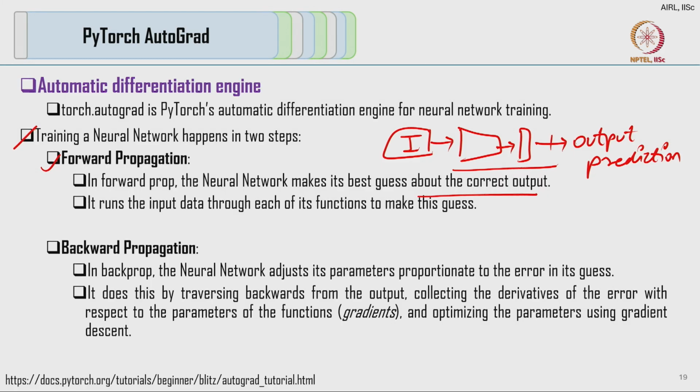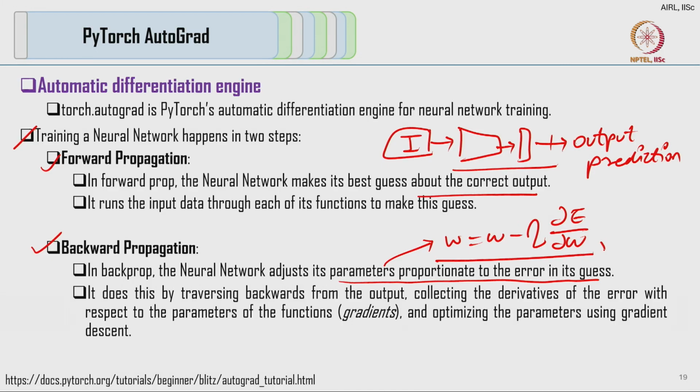Now once this is done, there is also a backward propagation step which is very important. In this step, the neural network adjusts its parameters in proportion to the error, using gradient descent to update all these parameters, right. So W is equal to W minus eta dou E by dou W, right. It does this by traversing backwards from the output. It is collecting the derivatives of the error with respect to each of these parameters, right, and this is using the chain rule to update each of these weights which are available in the neural network, right.